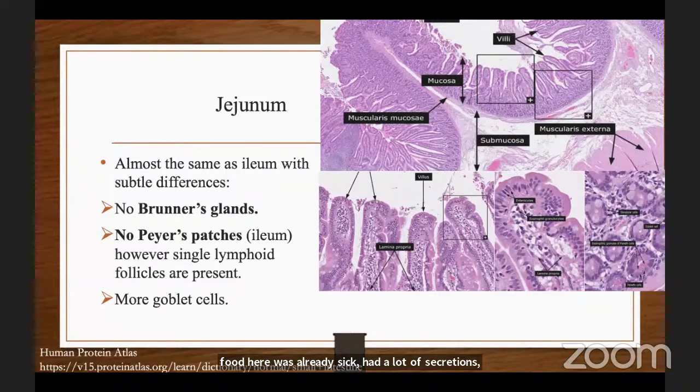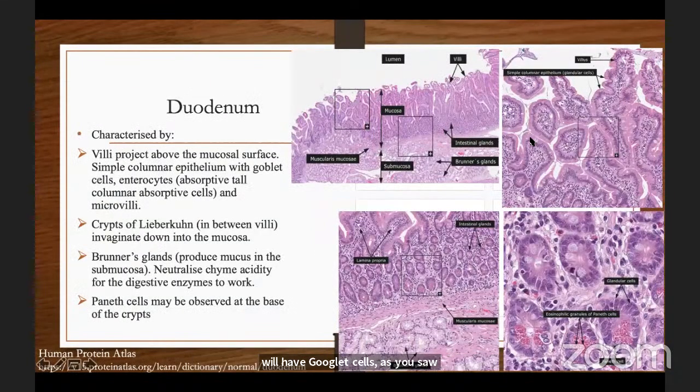So we do not need Peyer's patches, which is the immune part where all the cells look for any abnormal structures or abnormal microbes, and it takes them to the Peyer's patches for the immune response to begin. And of course, as we move downward from the duodenum, we will have goblet cells.